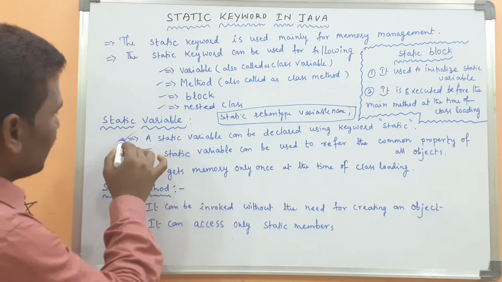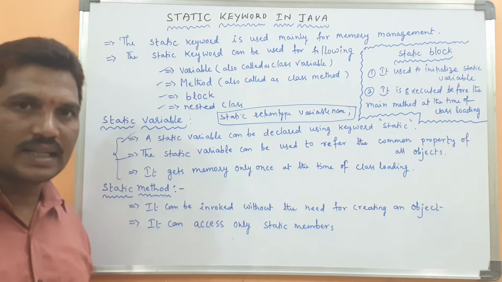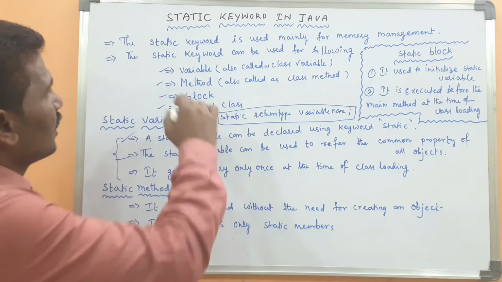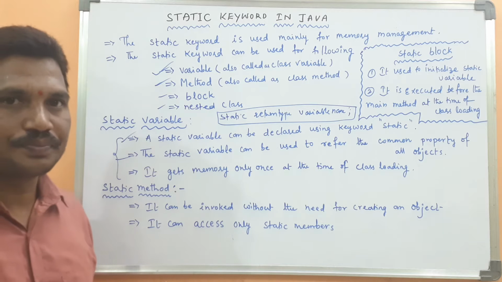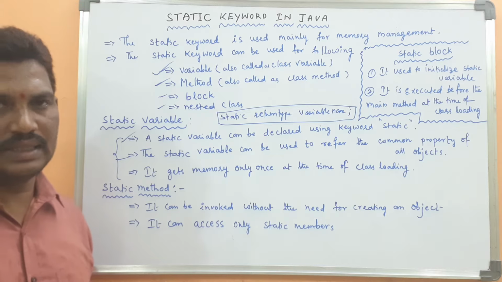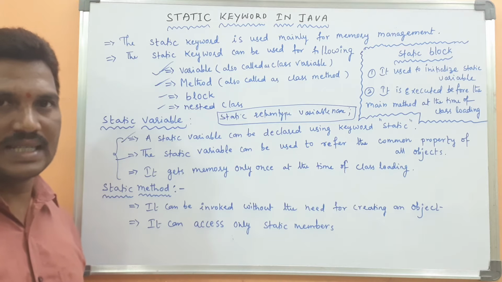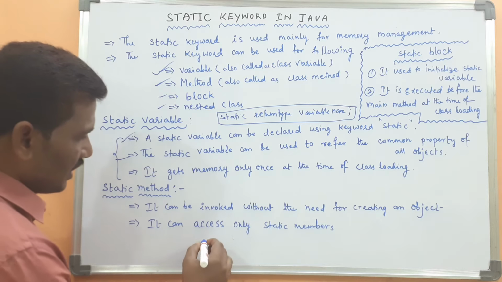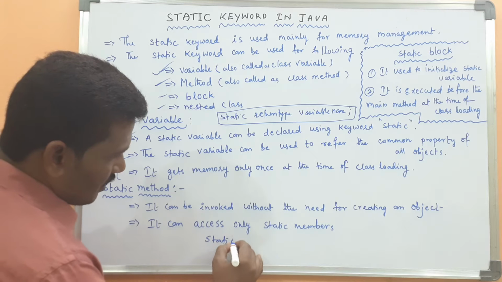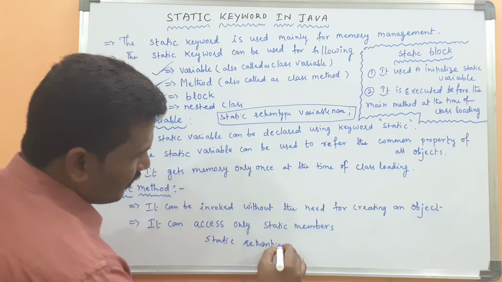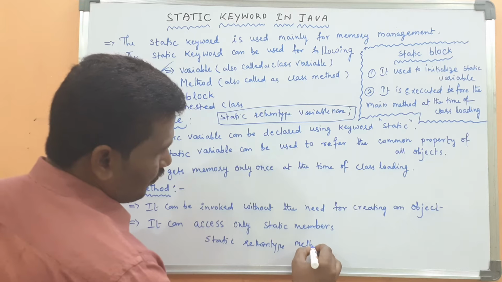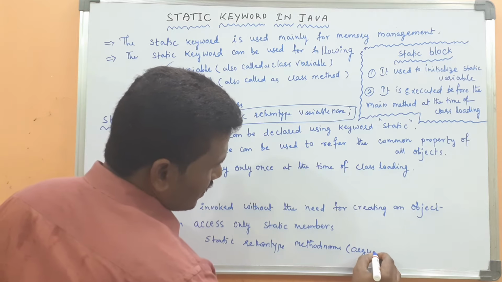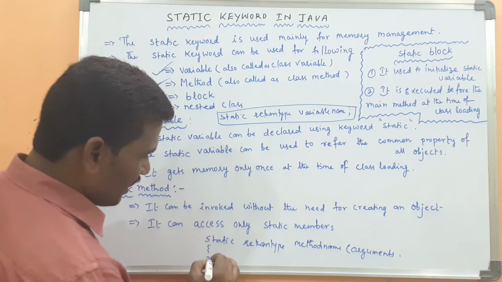Then these three statements about the static variable. Got my point? Then the static method. There are two uses of the static method. First of all, a method can be declared as static. Static, return type, method name, arguments. What is the syntax for static? Then return type or data type, then method name, then arguments or parameters, then the body of the method.